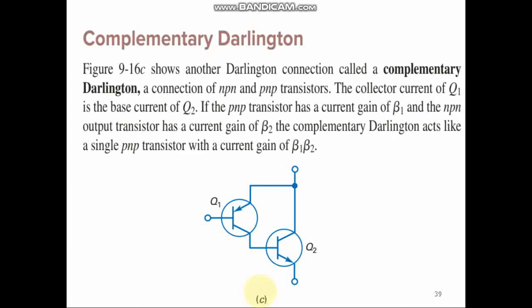Now you can also have a circuit called complementary Darlington, where we are using one PNP transistor and one NPN transistor. A connection of NPN and PNP transistor. The collector current of Q1 is a base current for Q2. If the PNP transistor has a current gain beta 1 and the NPN transistor has a current gain of beta 2, then the final current gain will be beta 1 into beta 2. Similarly, the Darlington pair.